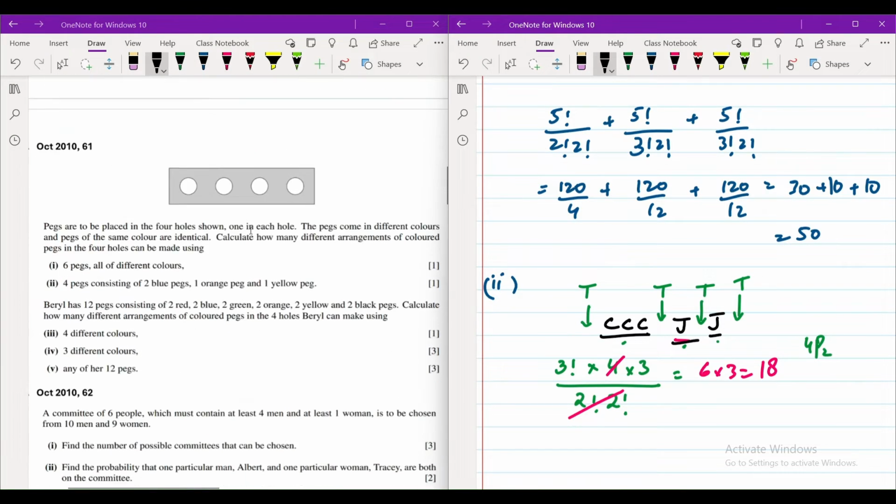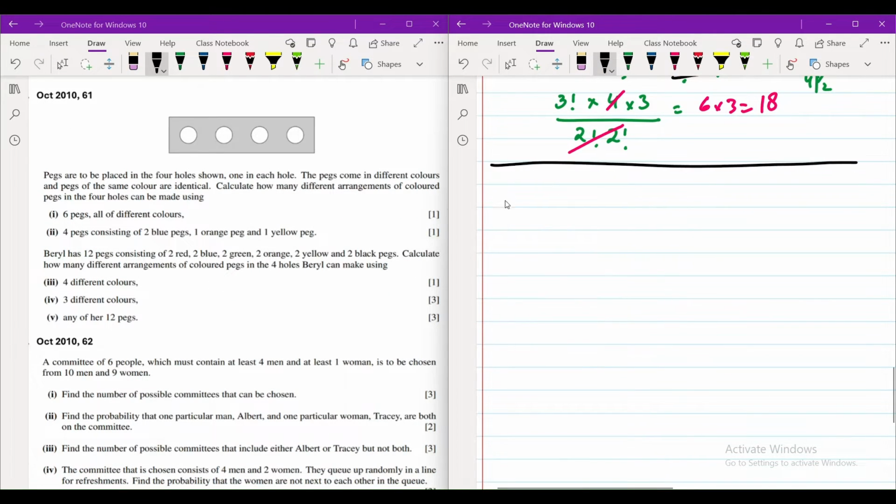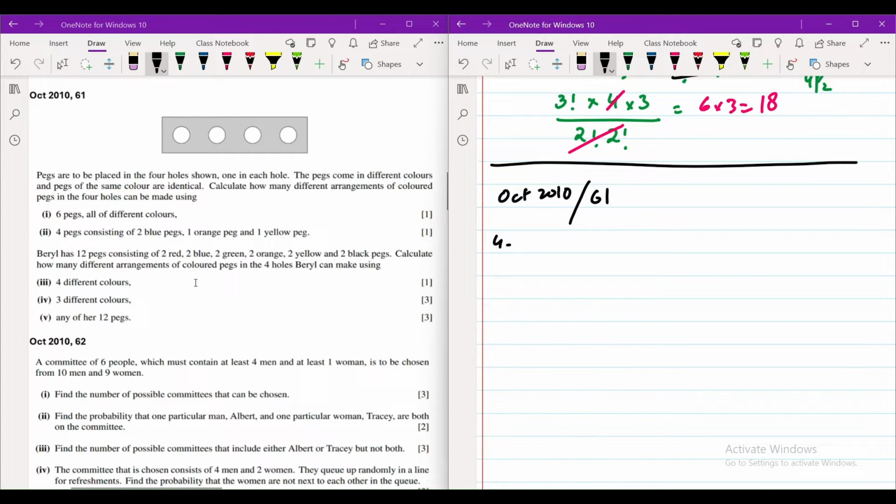Okay, so moving on to October 2010 paper 6-1. This is question number 4 over here. Pegs are to be placed in 4 holes shown, 1 in each hole. The pegs come in different colors and the pegs of the same color are identical. Calculate how many different arrangements of the colored pegs in the 4 holes can be made using 6 pegs, all of different colors.